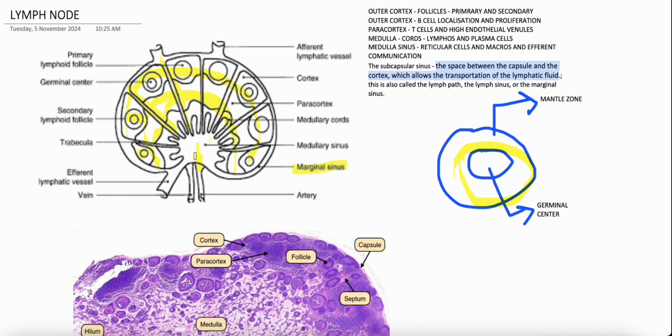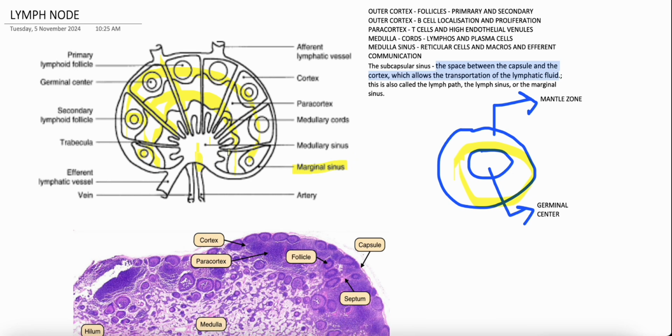A medullary sinus is a place which contains your macrophages and efferent communications. Your lymph node can have many afferents, that is, the vessels which bring in the lymph from various places, but only one efferent. Rarely are there more than one efferent. Afferents bring in lymph from various lymphatic vessels, and efferents take away lymph. So this is your medullary sinus, which will have your reticular cells and macrophages.